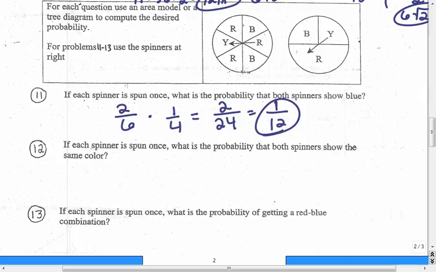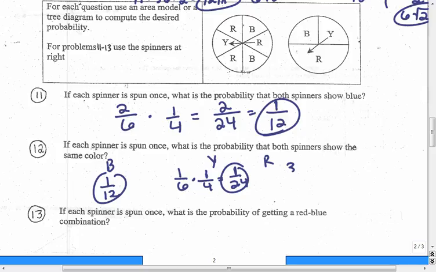Okay, if each spinner is spun, what is the probability that both spinners show the same color? So I've got blue, yellow, or red. Okay, blue, I know that's 1/12. Yellow is going to be 1/6 times 1/4, which is 1/24. And red is 3/6. 3 of these are red, times 1/2, since half of this is red, which is 3/12, which gives me 1/4.